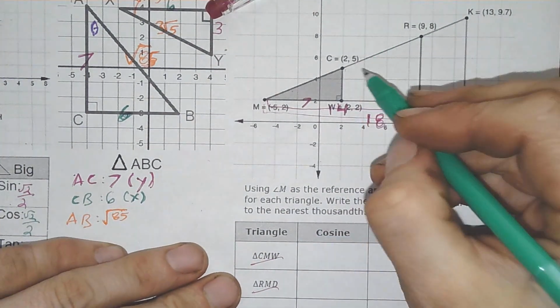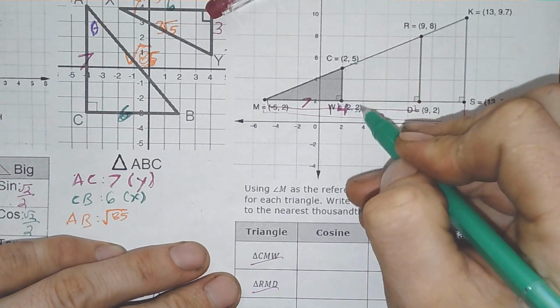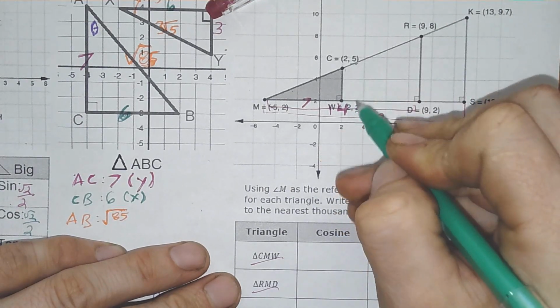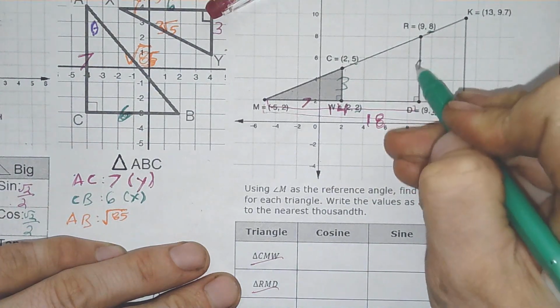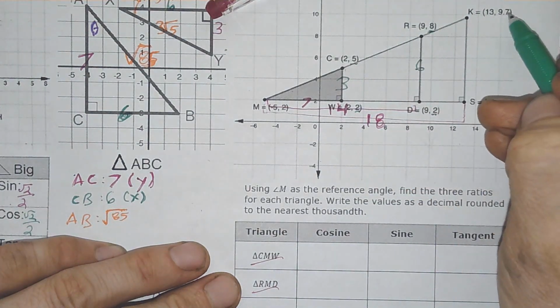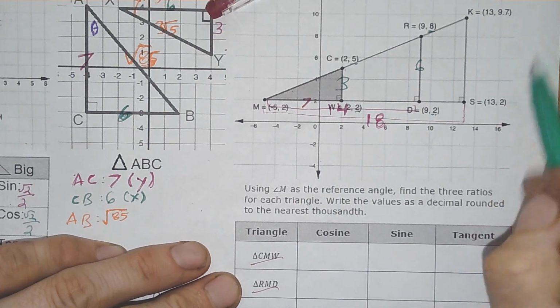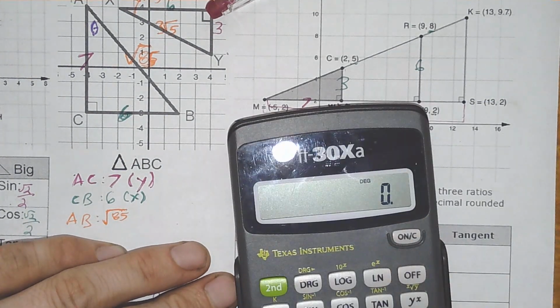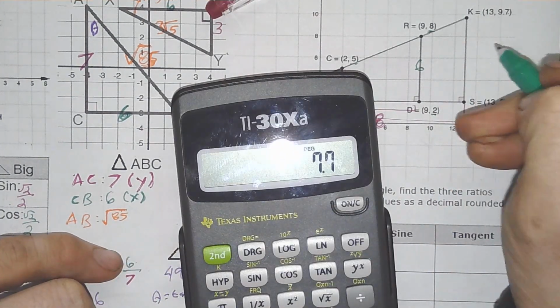Alright, so here we're looking at our y values. The difference between 5 and 2 is 3. The difference between 8 and 2 is 6. The difference between 9.7 and 2, 9.7 minus 2, is 7.7.